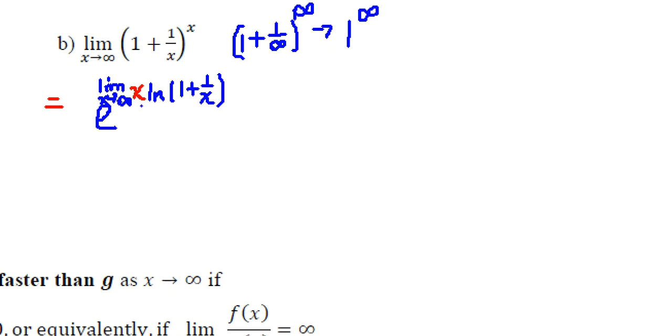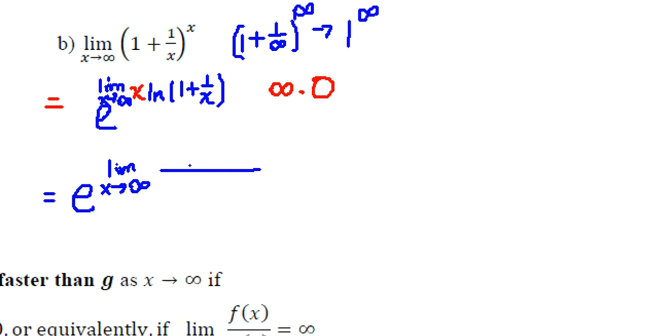So once you do this conversion, check the form again. When you plug in infinity, it will be infinity times natural log of 1, because 1 over x is just 0. Natural log of 1 is 0, so therefore we have an infinity times 0 type. When you have that, you have to continue to convert. You cannot apply L'Hopital's rule for now. You have to continue to convert it into one of the 0 over 0 or infinity over infinity forms.